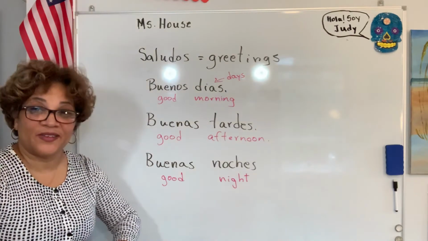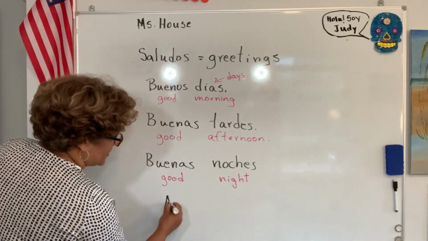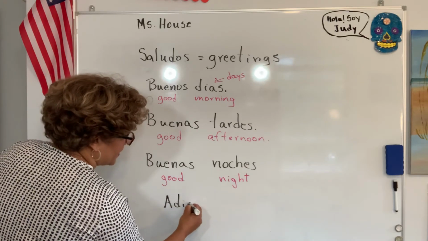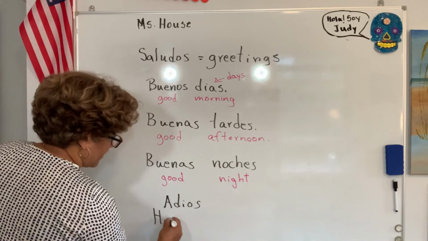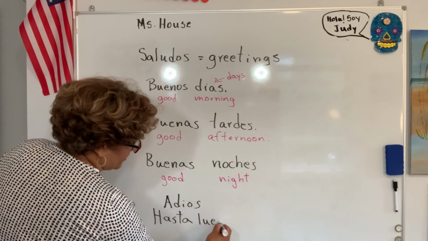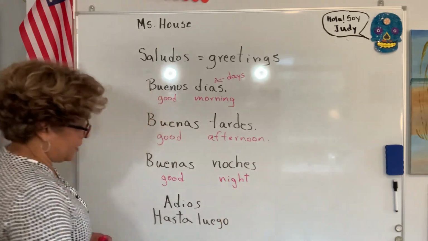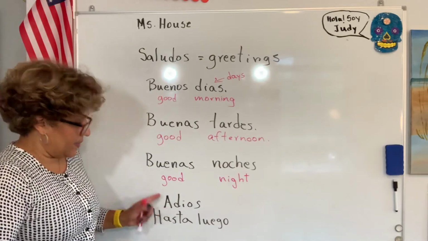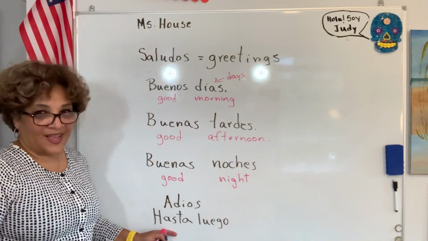This is something else that you could say. You can say adiós at the end when you're saying goodbye. Adiós. Or you can say hasta luego. And hasta luego is until later. Until later. So what should I say to you? Adiós? Maybe both. Adiós. Hasta luego.